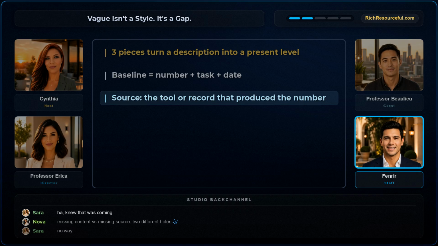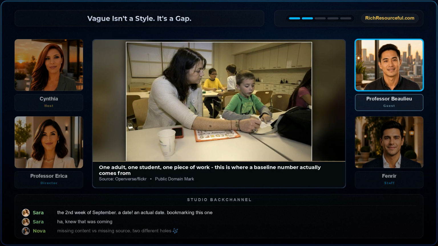Source next, because a number with no origin is a rumor. Which passages, whose norms, who held the timer? The source isn't decoration. A number nobody can reproduce can't be argued in a meeting or defended after one. 1 adult and 1 student and 1 piece of work. Done the same way twice, that is a source.